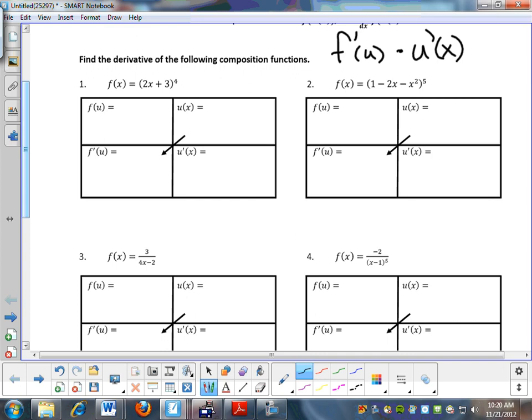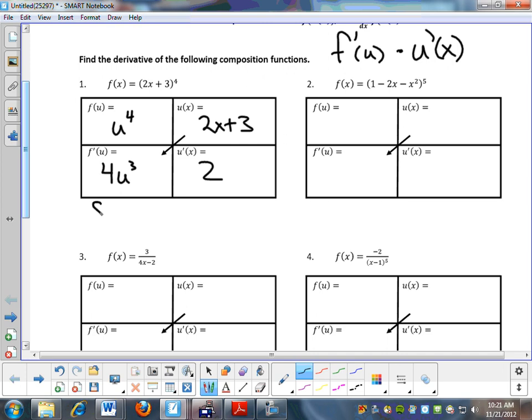Here's the organizer. I always identify the inmost function first. What is the inmost function? 2x plus 3. What's the outermost function? u to the 4th. I take the derivative of each. What's the derivative of u to the 4th? 4u to the 3rd. What's the derivative of u? 2. So 8u to the 3rd.